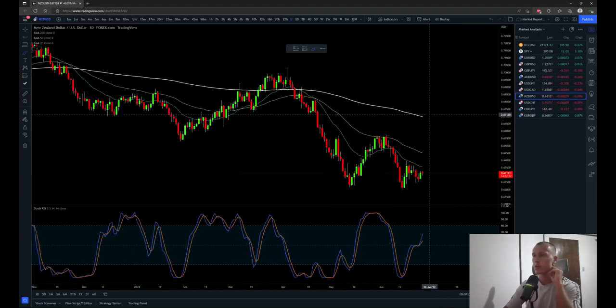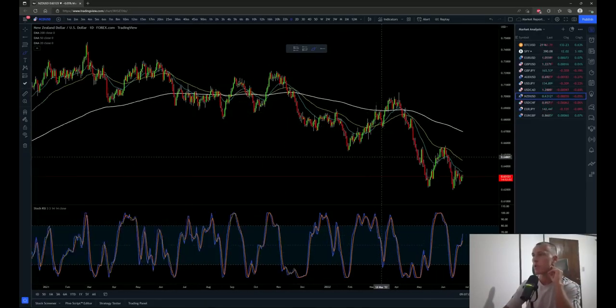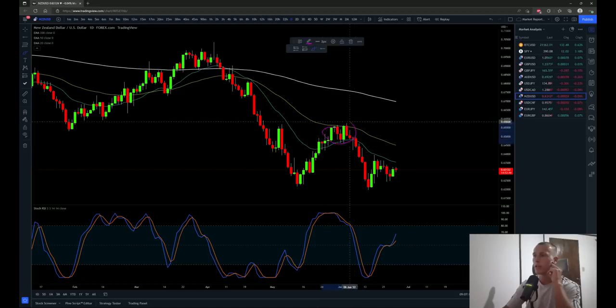Took a New Zealand dollar here against the US dollar. Strong downtrend and somewhat of a choppy downtrend for a while now. Did get this recent really strong push to the downside, and we got a pullback right into that area of value, looking similar to euro and British pound against the US dollar as well.